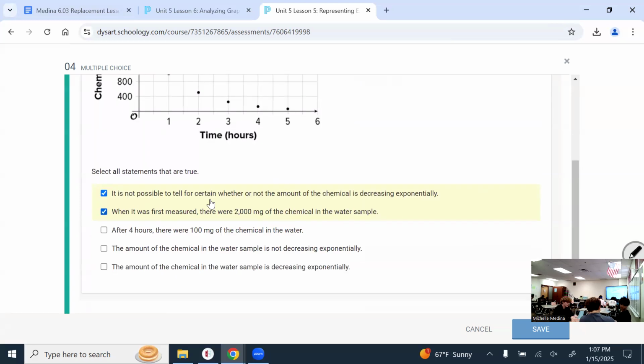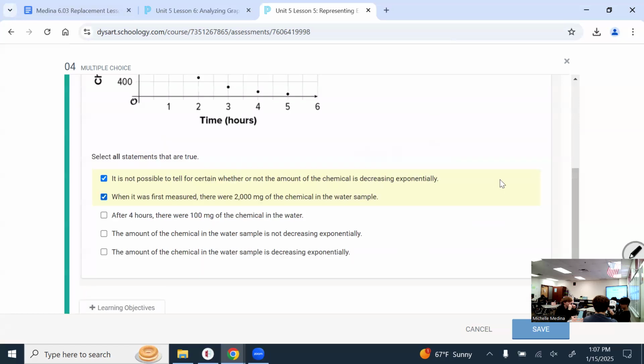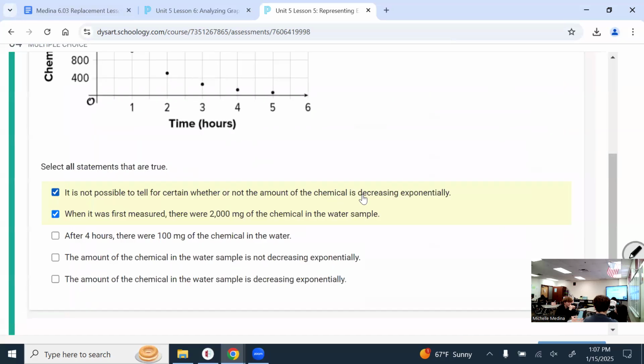So who knows? The amount of chemical in the water sample is not decreasing exponentially, and the amount of chemical in the water is decreasing exponentially. Well, this first answer contradicts those two other answers. You can only pick one of those three. Either it is or isn't, or you can't tell. And according to the textbook, you can't tell because they're not labeled. So just those two for that one.